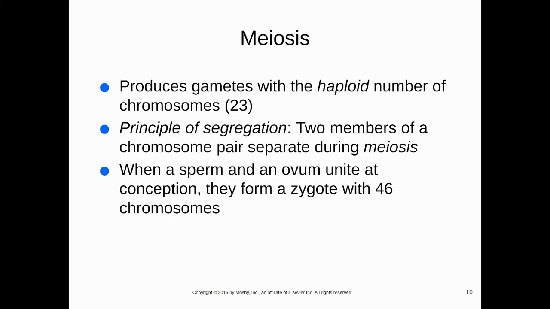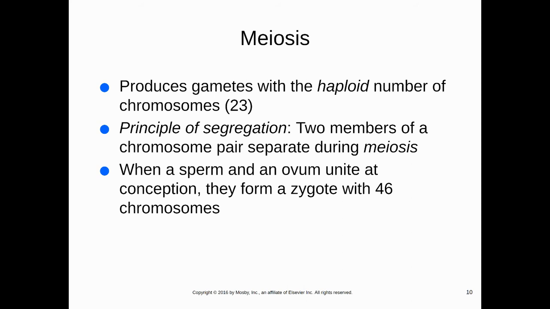Okay. So remember we talked a little bit about the last set of slides. We talked about meiosis and how that occurs. We talked about how you go through meiosis 1 and then through meiosis 2, and at the end of it, you end up with only 23 chromosomes instead of the full 46. This occurs because of the principle of segregation, which allows for the chromosome pairs to separate during meiosis 1.